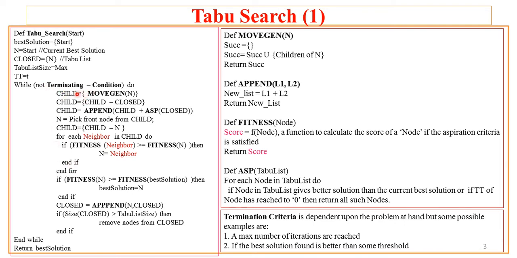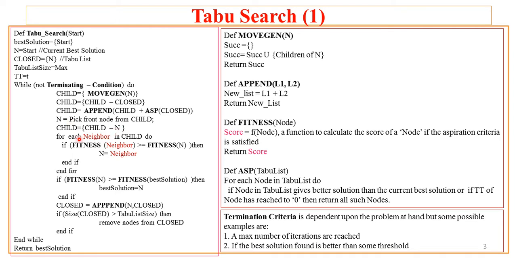As we have seen, the moveGen function will generate the neighbors of n, which are stored in the child. Then the child list is holding all the neighbors of n, and from that child whatever is in the closed list, that is whatever is in the tabu list, is removed. Then depending on the aspiration criteria, whatever best nodes are there from the closed are chosen and are added to the child. Now the front node from the child is picked and removed from the child.